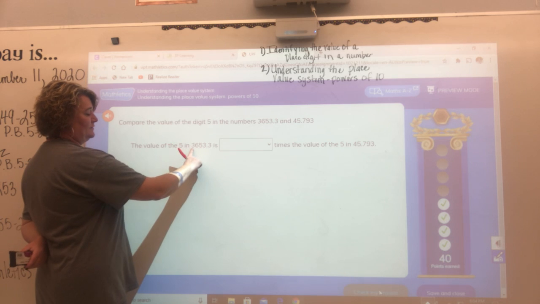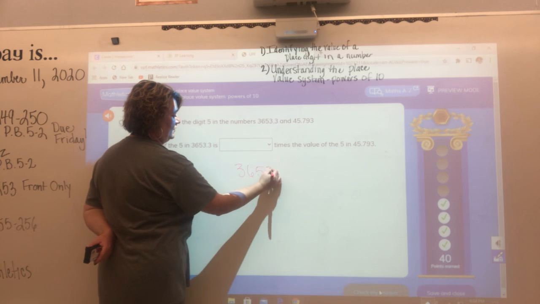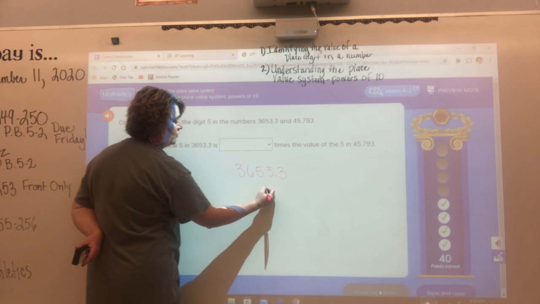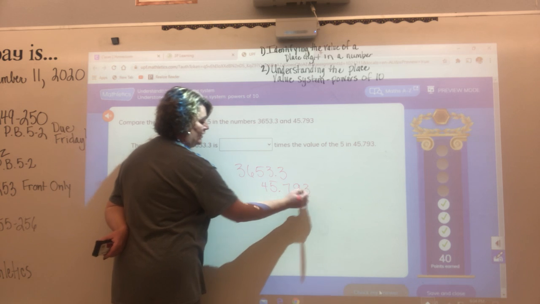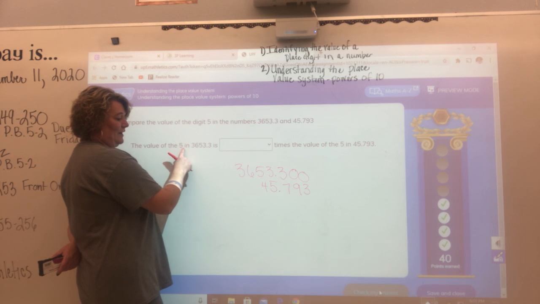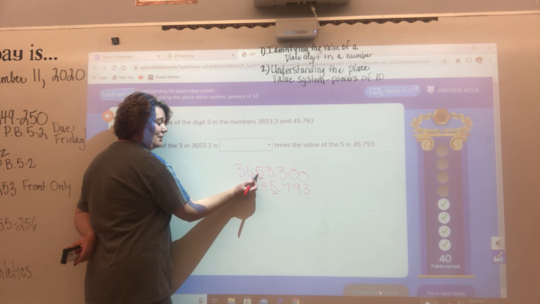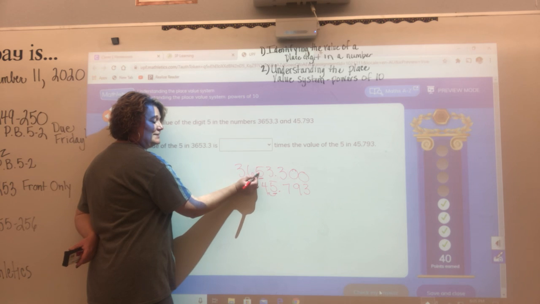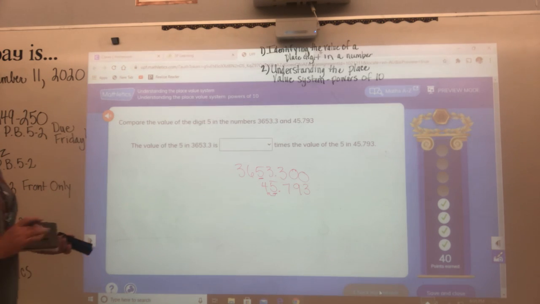Now we're looking for the 5s. 3,653.3 is how many times the value of the 5 in 45.793. Look how I'm lining up my decimal, decimal on top of decimal, and if you want to put zeros there, you can. Now I'm looking for the 5s. So here's the 5 here, here's the 5 here. This is obviously bigger because it's farther this way. So to go from here to here means this is 10 times bigger than this because I only had to go 1 digit. 10 times the value.